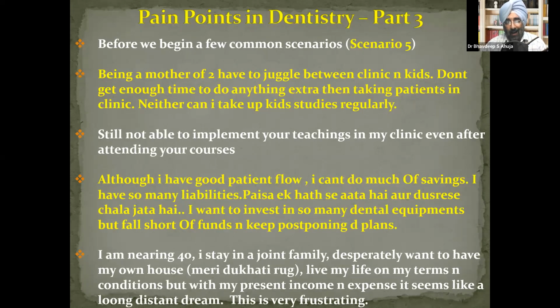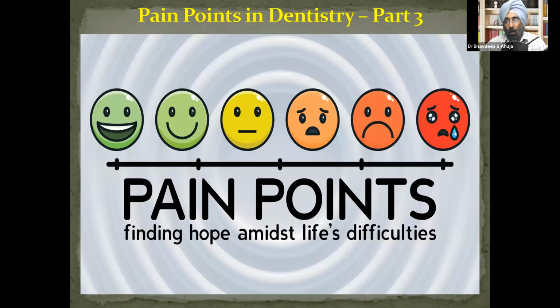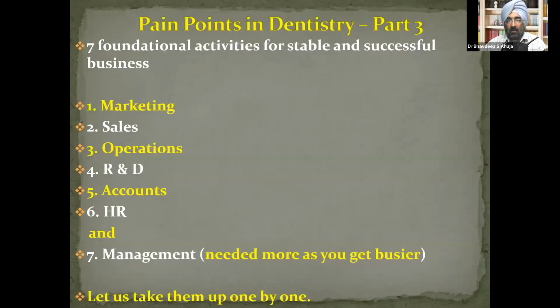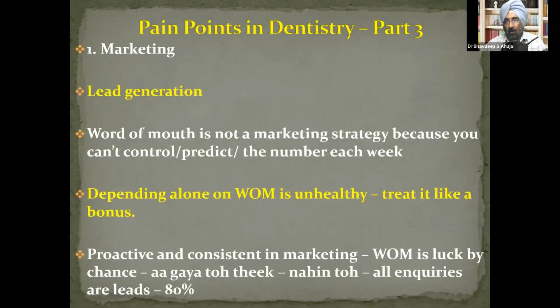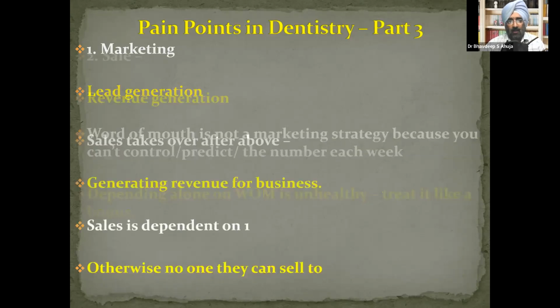And after that, I told you to find opportunities amongst problems, hope amongst difficulties. And then I discussed the 7 foundational activities of a stable and successful business: marketing, sales, operations, R&D, HR, accounting, and management. And of course, we forget that we need number 7 more, and we tend to ignore number 7 the most as we get busier in our practice. So I explained again the marketing part in detail, about the organic, inorganic, about the validation part, about ad spends or not, and when to do, how to do. I explained that in there.